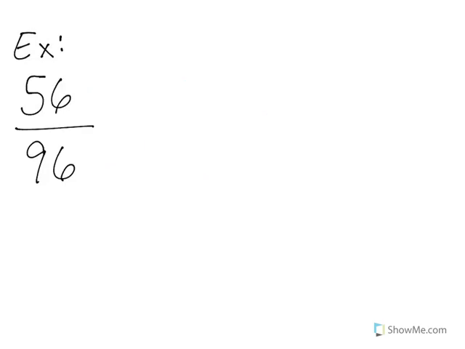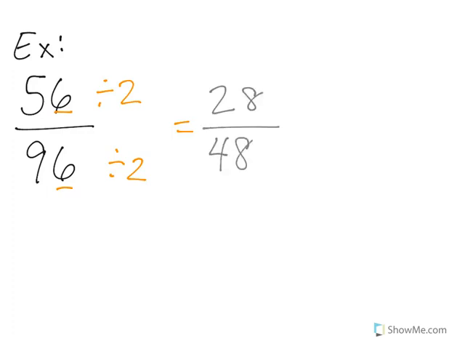56 over 96. Now these are a lot bigger. So again, I would look at this and say, well, they both end in 6. That means they're even. So I can divide the top and the bottom by 2. Is this the largest factor? Absolutely not. Is it the easiest one? I think it is to start with. So 56 divided by 2 is 28, and 96 divided by 2 is 48.